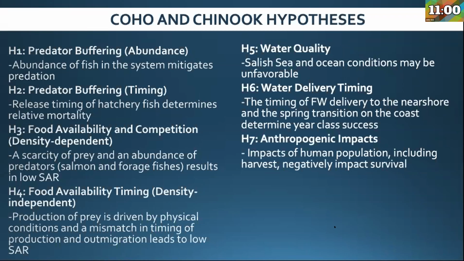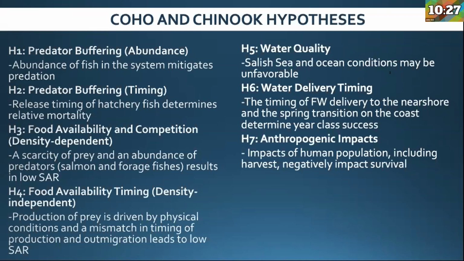So that was the density independent component. We also had a water quality hypothesis. This was basically conditions within the Salish Sea maybe being unfavorable. So this includes salinity, temperature, and various stratification indices and things like that. Hypothesis 6 was water delivery timing. So this was the freshwater impact. And we really wanted to focus not on what was going on in the river, but how the freshwater was impacting the estuarine system within the Salish Sea. So this is delivery timing mostly. So when is water arriving? Is it protracted? Do we have a long winter?